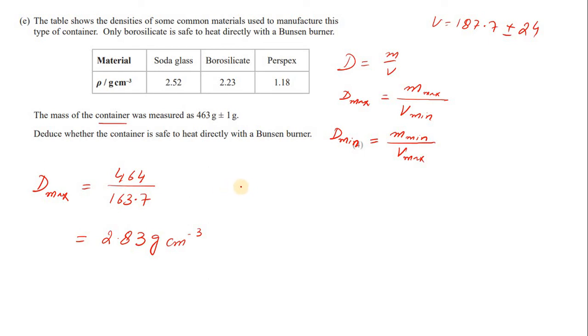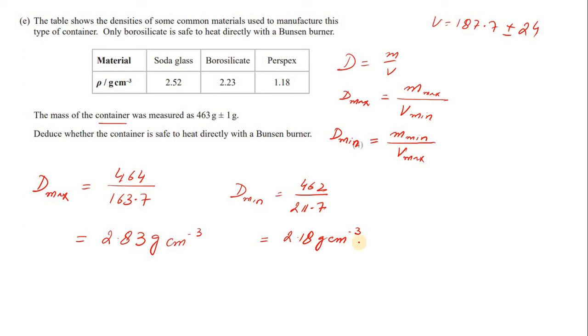And the minimum density would be minimum mass 463 minus 1, 462, divided by maximum volume. So 187.7 plus 24, which is 211.7, which is equal to 2.18 gram centimeter cubed minus 3.